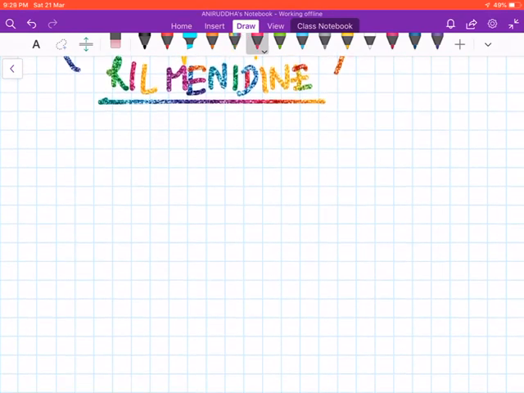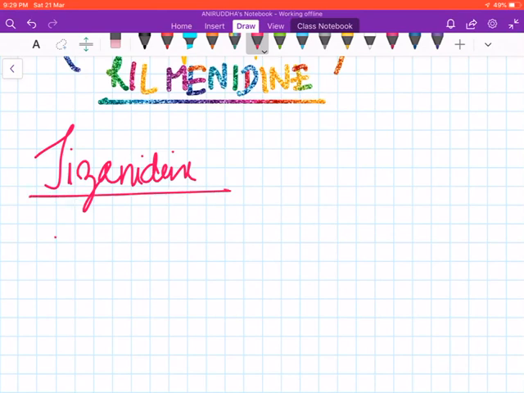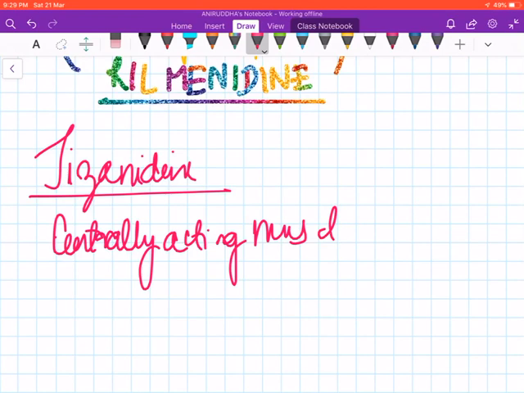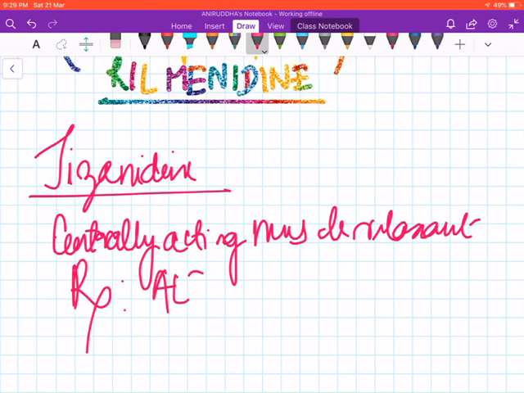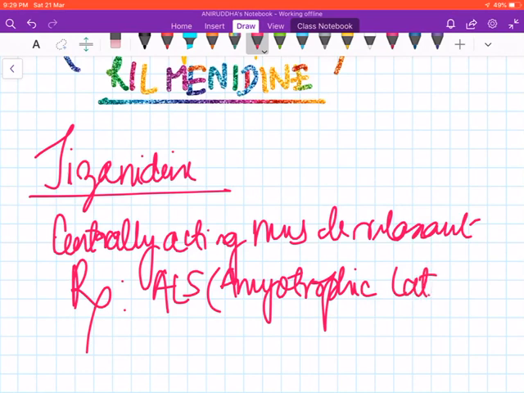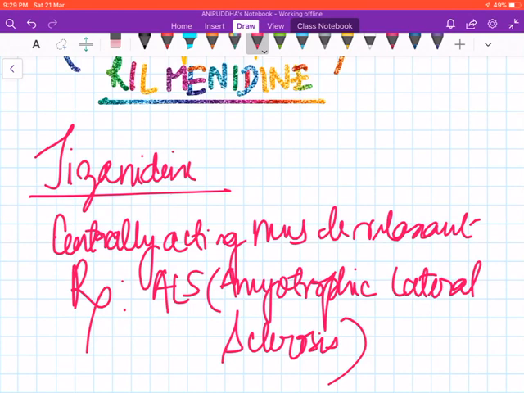Now the final alpha 2 agonist which we need to discuss is tizanidine, a centrally acting muscle relaxant, and it is primarily used in the treatment of ALS, that is amyotrophic lateral sclerosis. Again, please go back to your physiology textbooks and revise what is amyotrophic lateral sclerosis. Okay, so that's it. These are the alpha 2 agonists. In the earlier video, I've discussed the alpha 1 agonists, and that completes all the agonists. In the next video, we'll be discussing the false neurotransmitters.